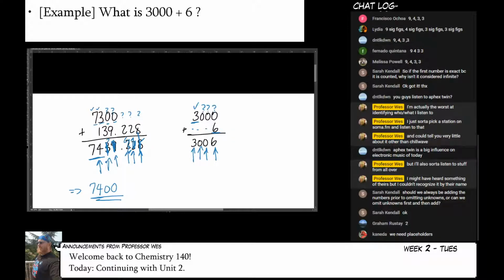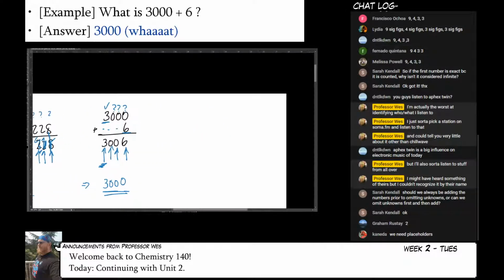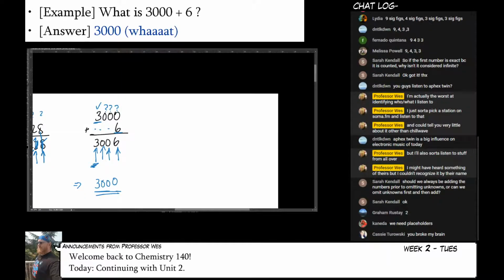So since this is the place that I'm rounding to, we round this number to this result. So in this class, 3,000 plus 6 is 3,000. And if you are looking at that and going, what the hell? I don't blame you. But let's take that result and let's try and draw a picture out of it. Yep, I broke your brain. I am not surprised. Let's try and draw a picture out of this, though.